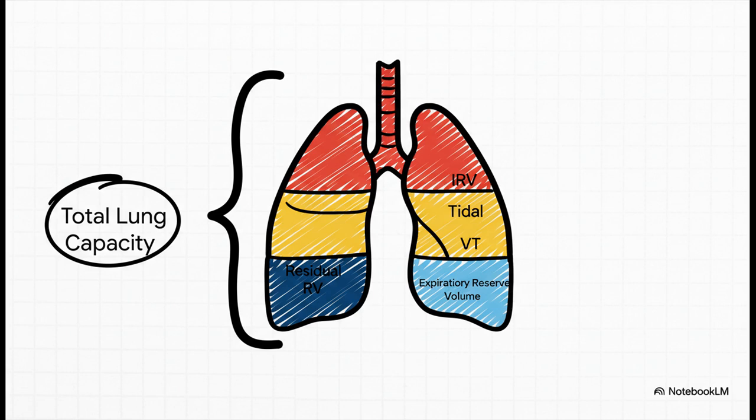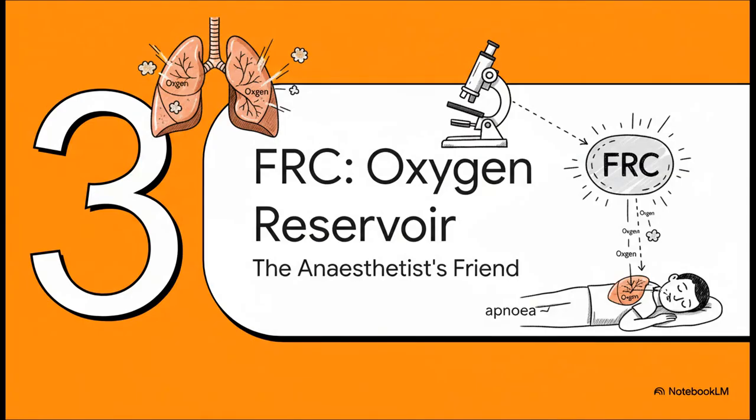You add up all 4 of those volumes, and what you get is the absolute maximum amount of air your lungs can possibly hold. The whole shebang. Okay, let's really put FRC under the microscope. Why is this one capacity so unbelievably important in our world?